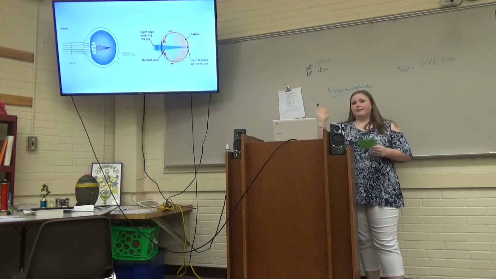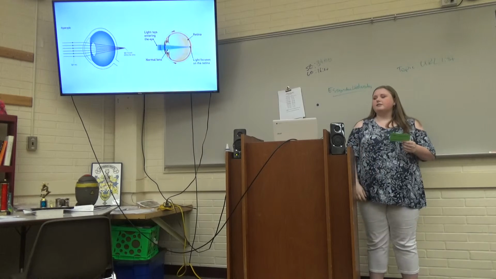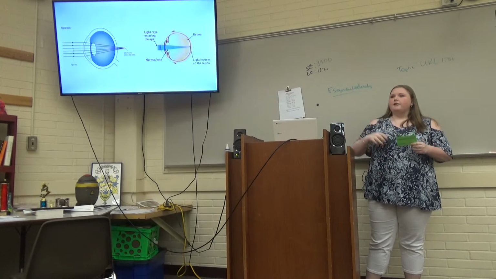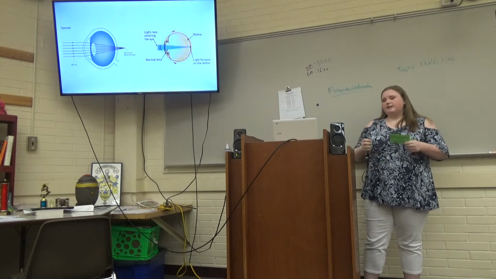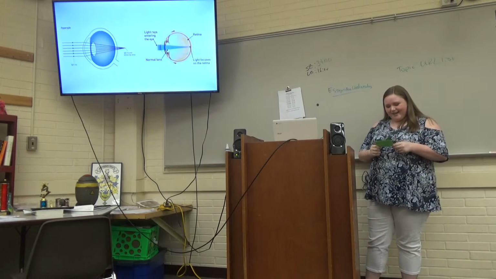Farsightedness is basically the exact opposite. They converge at the back of the retina. And this causes things near to become very fuzzy, but things further away you can still see, so you're farsighted. I know people get those two mixed up all the time. It's really confusing.